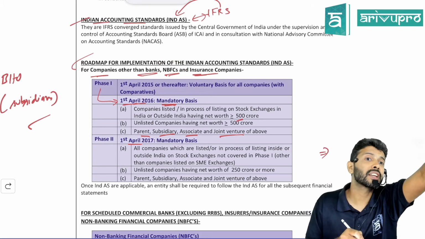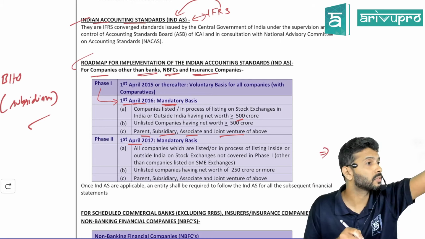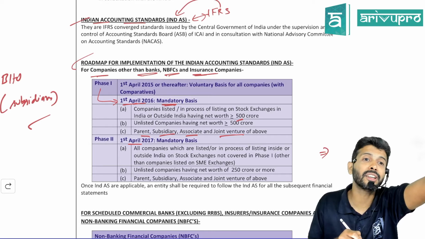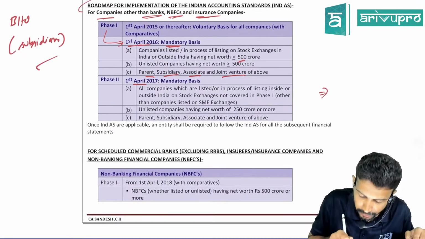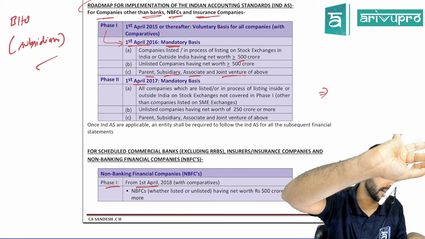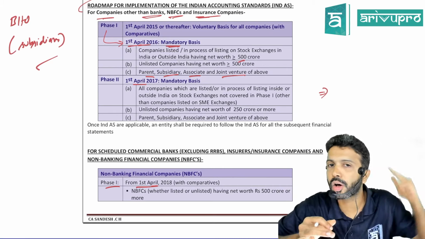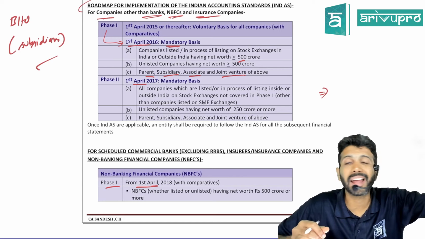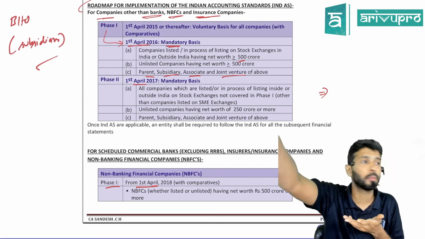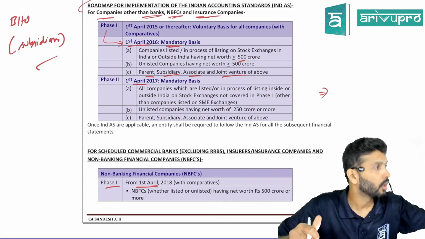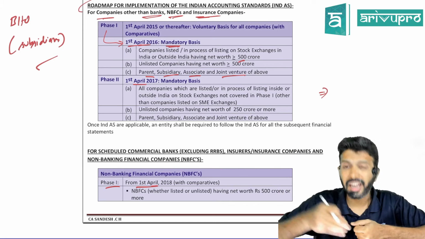First, what was the date? 1st April 2016. Next, 1st April 2017. One year afterwards, which is 1st April 2018. That is phase 1 for NBFC. So 1st April 2018 onwards, Ind AS is applicable for NBFC. NBFC means non-banking financial companies, like Bajaj Finance, Muthoot Finance, India Bulls housing companies. All those companies are NBFCs.